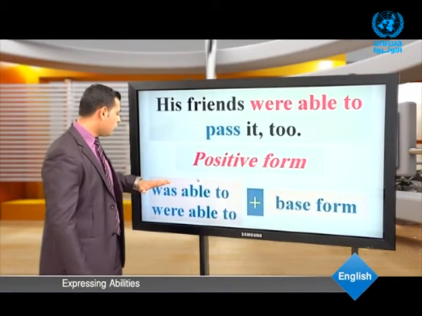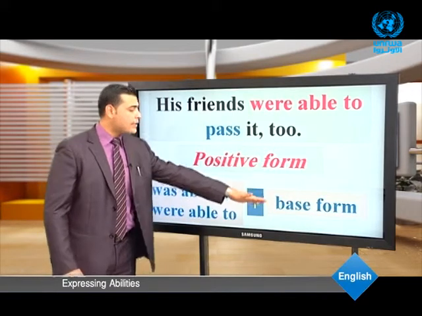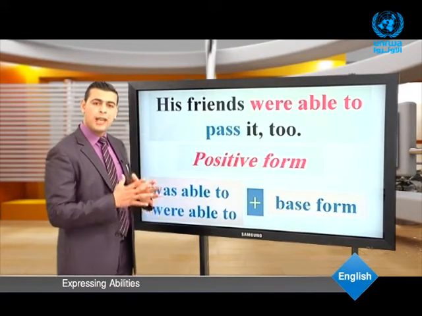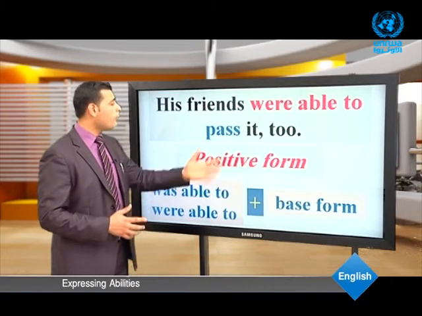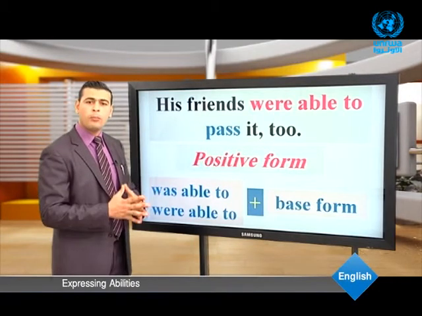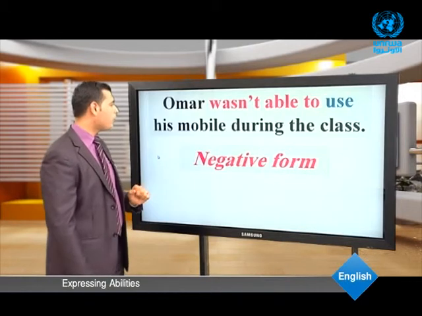Let's have a closer look at the structure of able to. Here, we use was able to or were able to plus the base form of the verb. This is the positive form of able to. What about the negative form of able to? Let's go together and look at the negative form.